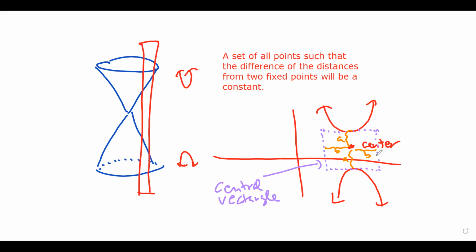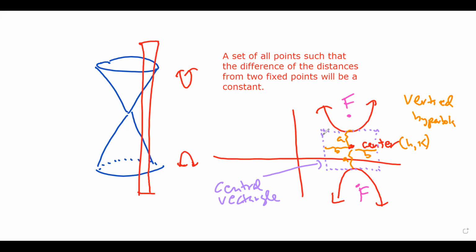And this is what we call a vertical hyperbola, because it's opening up and down. The center is (h, k), like before. And the two foci are here and here.